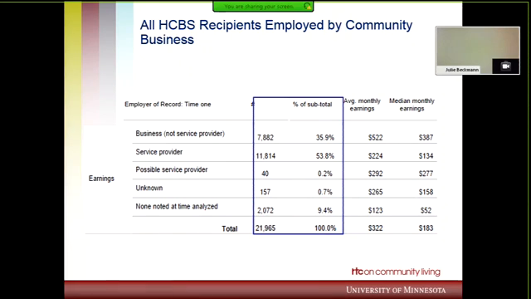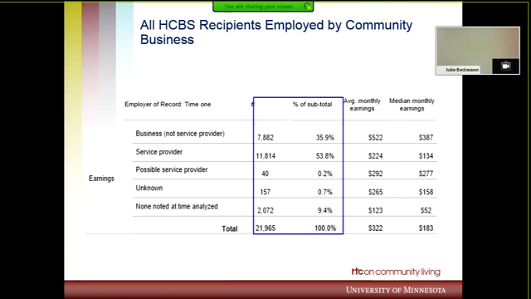I want to do a few little definitional things. When we say service provider on here, this isn't any service provider. This is a day training and habilitation, pre-vocational or supported employment service provider. That is, they are the entity that provides a paycheck to the individual who is employed through their services. It doesn't include PCA services, personal care assistant services, because that wasn't the purpose here.